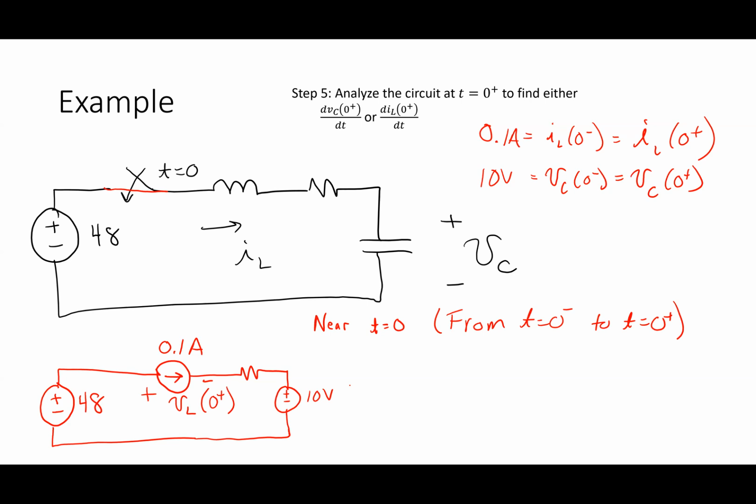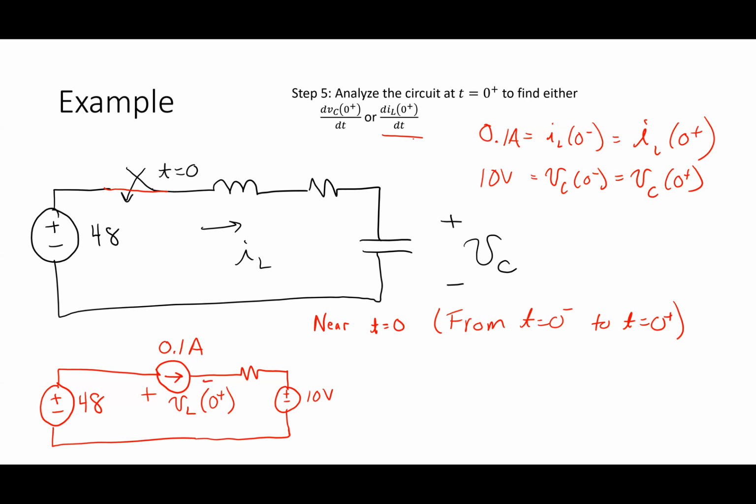Now, what is it I'm trying to do? I'm trying to find dIL/dt of 0 plus. How is that going to help me? Am I just being a nerd drawing funny circuits, making weird assumptions? There had to be a reason why I did this, right? What's the reason? Does anything in my circuit relate to those derivatives? There is something that relates to those derivatives.